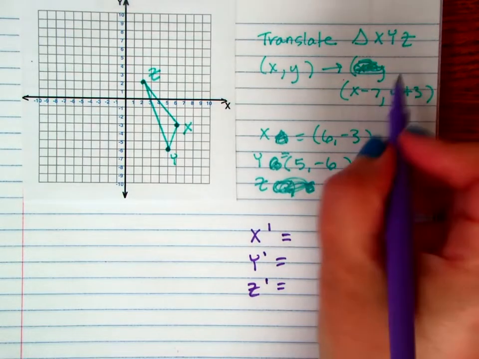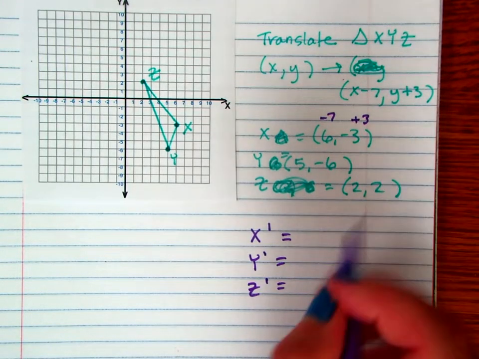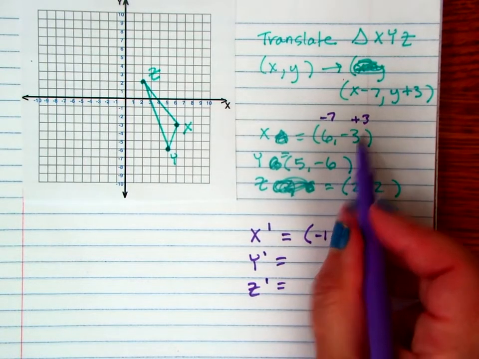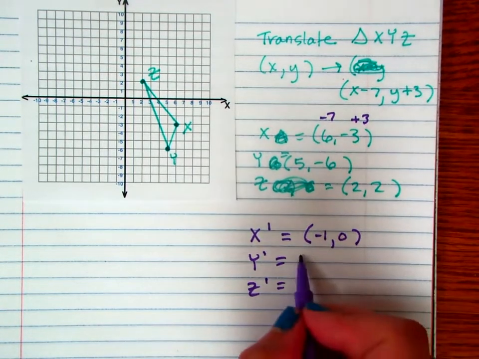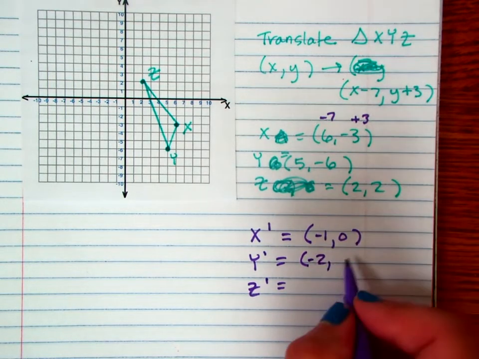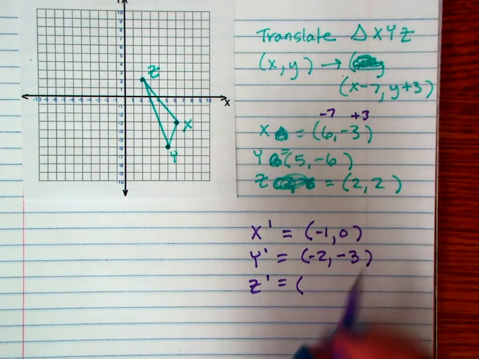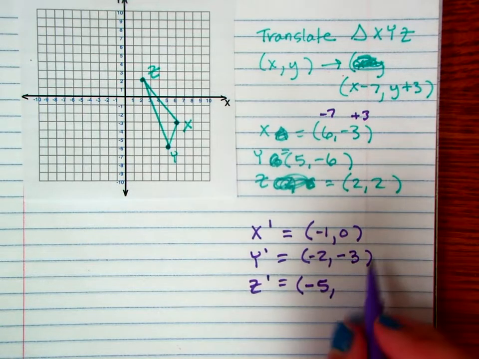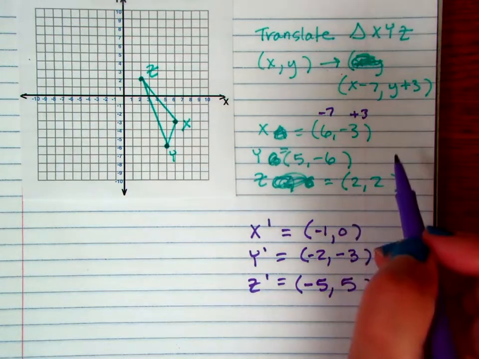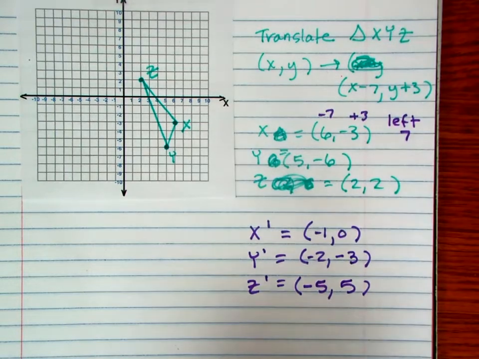And in this case, I know I'm going to subtract 7 from the X and I'm going to add 3 to the Y. So if I'm going to subtract 7, my X prime should be at 6 minus 7, which is negative 1, and negative 3 plus 3, which is 0. And then 5 minus 7, which is negative 2. Negative 6 plus 3, which is negative 3. And then my Z prime, 2 minus 7, which is negative 5, and 2 plus 3, which is 5. Now, let's check if these coordinates are correct by doing it kind of the other way, thinking of this as left 7 and up 3.